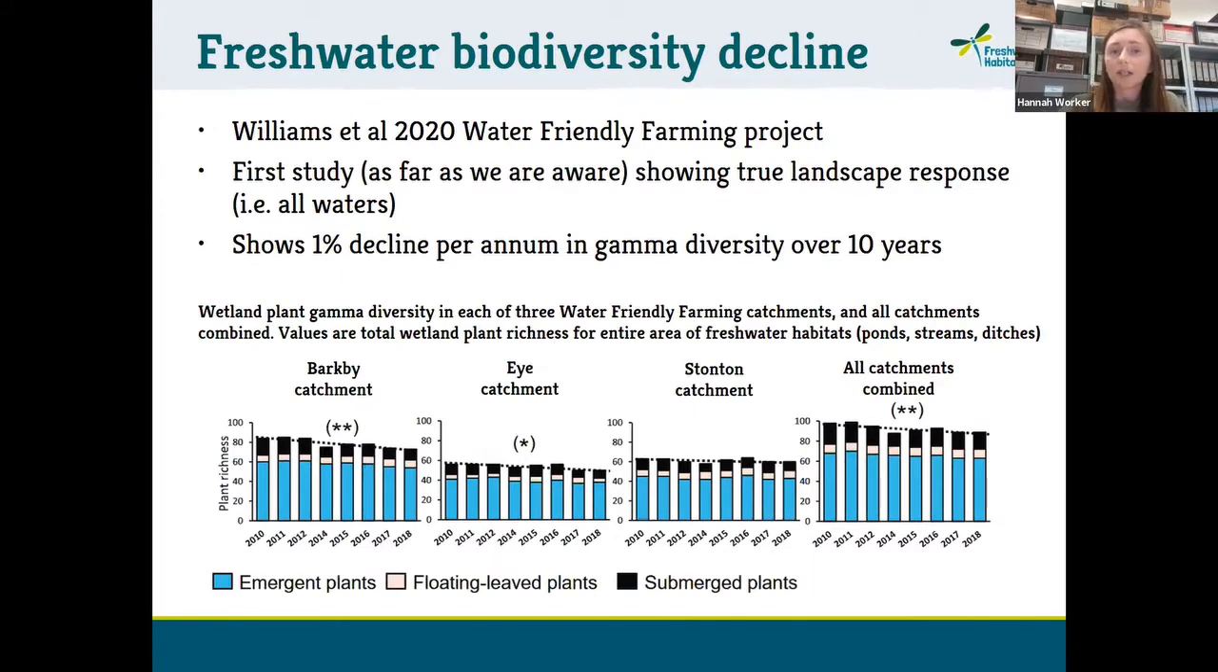From our research, coming from the Water Friendly Farming project at Loddington, in partnership with the Game and Wildlife Conservation Trust and the Environment Agency, across 3 stream catchments there have been landscape wetland plant surveys over the course of 10 years. It appears that there's about a 1% decline in wetland plant diversity, so gamma diversity across the landscape, each year. So we are slowly losing our species.